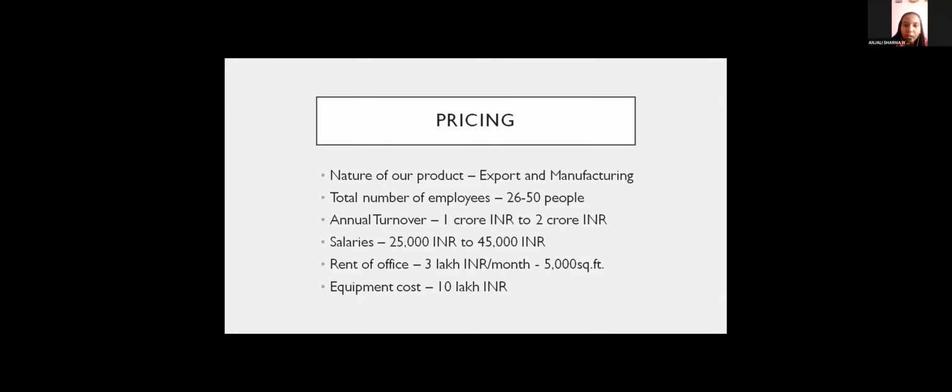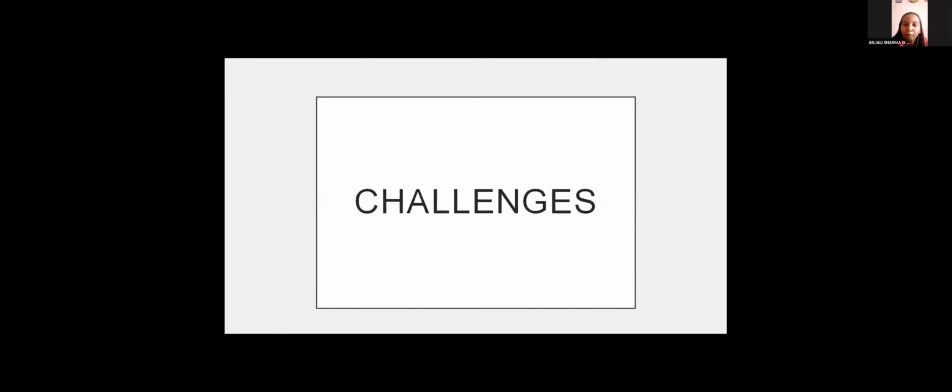Pricing. The nature of our business is exporter and manufacturer. The total number of employees in our company is 26 to 50 people. The annual turnover of our company is 1 crore to 2 crore. Salaries of the employees depend on their work. Rent of our office is ₹3 lakh per month for an area of 5,000 square feet. The equipment used to make the product costs approximately ₹10 lakh. Now I would like to hand over to Garima.